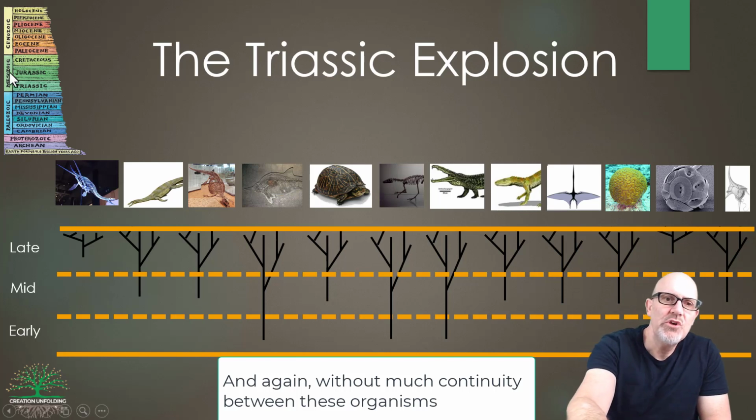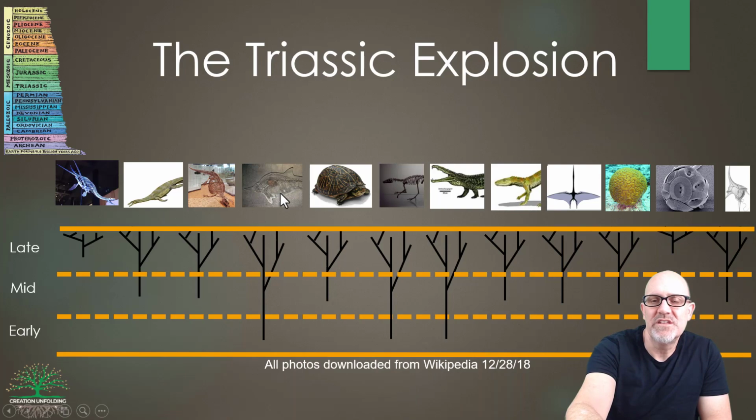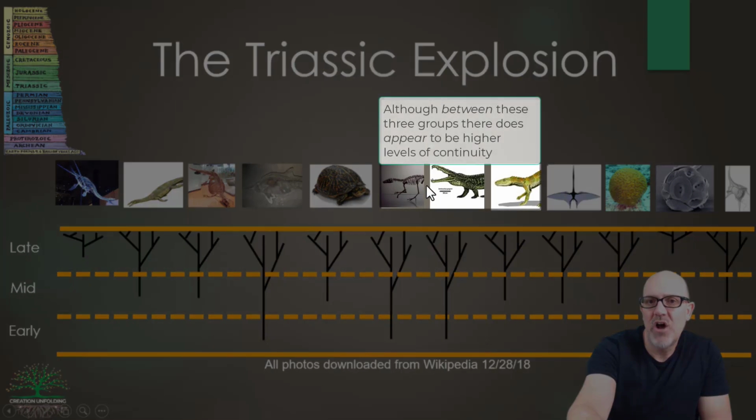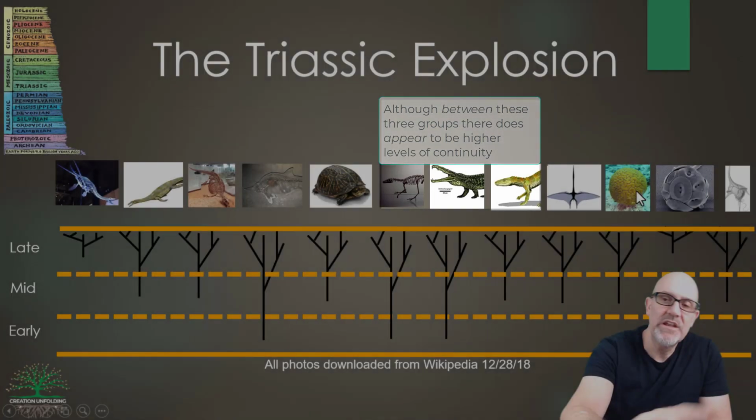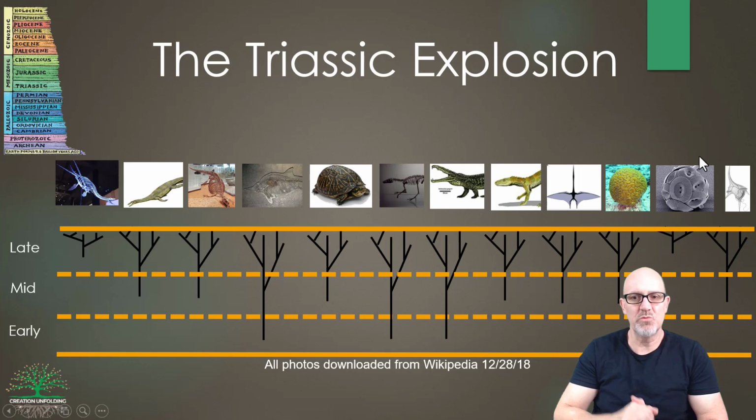So for example, you get placodonts, you get nothosaurs, plesiosaurs, this ichthyosaur, turtles, dinosaurs, pseudosuchians, crocodilians. This is a pterosaur. You get hexagonal corals, and you get other smaller single-celled protozoan organisms as well that just sort of turn up out of nowhere in the fossil record.